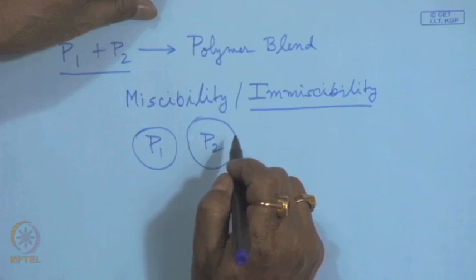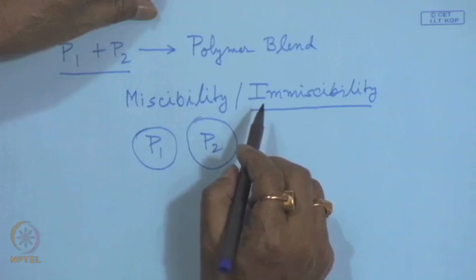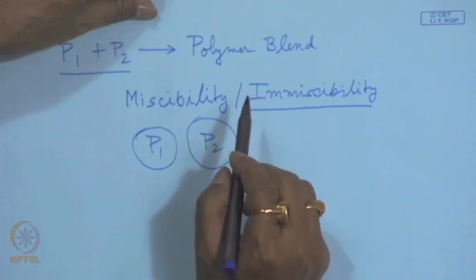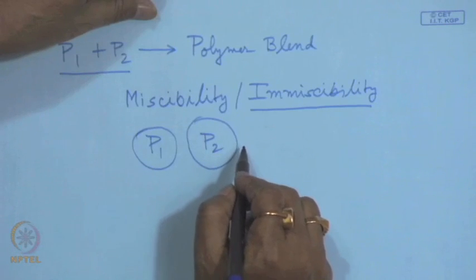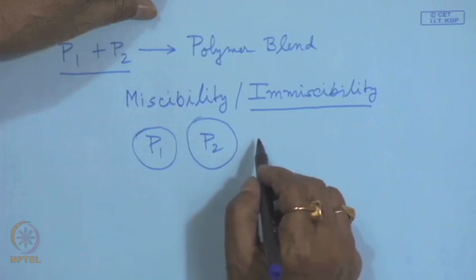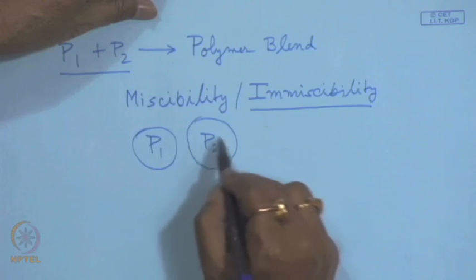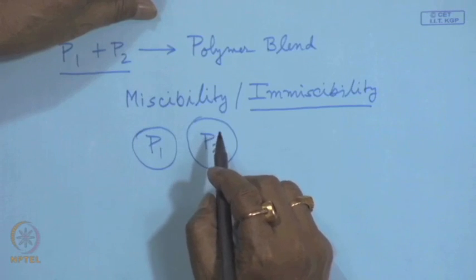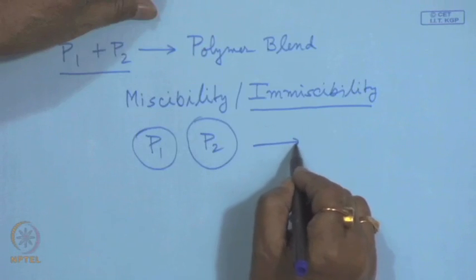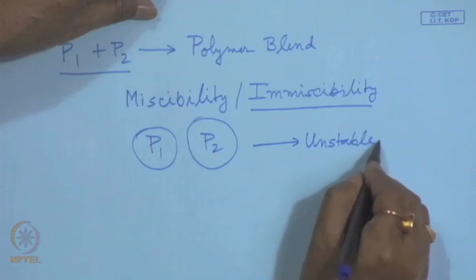When it is produced by some process, initially we can have improved properties or a combination of properties, the addition of properties of polymer 1 with polymer 2, but in the long run, during the service of the product, during the use of the product, with time there will be separation of the polymer 2 phase from the polymer 1 phase. So, that leads to instability in properties.